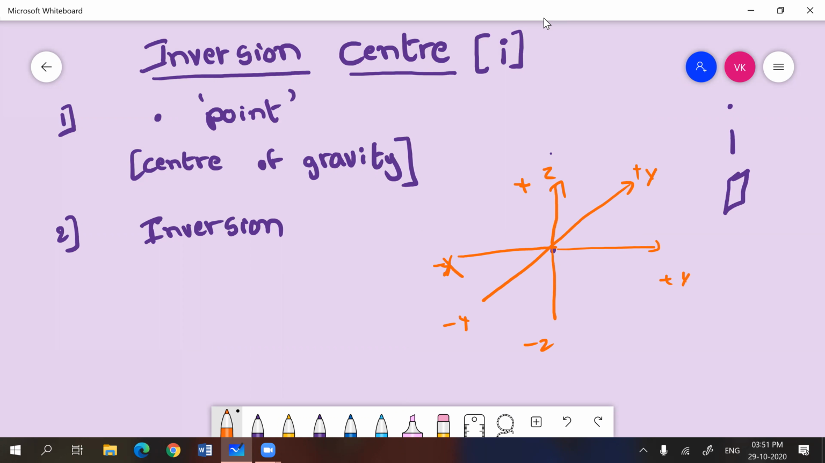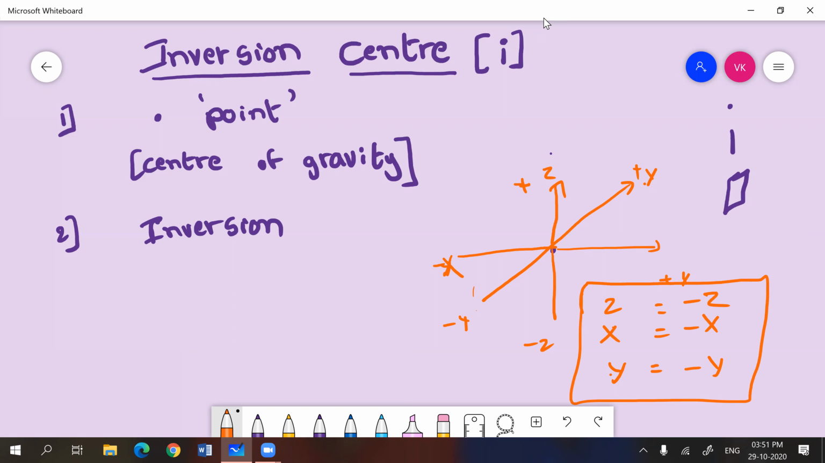Then when you invert the molecule, plus Y will be replaced with minus Y, plus X will be replaced with minus X, and plus Z will be replaced with minus Z. These things have to be done in order for a molecule to have an inversion center. Only then is it possible. And moreover, if you do it twice, the molecule becomes identical. So if you do inversion two times, the molecule will give the identity element.